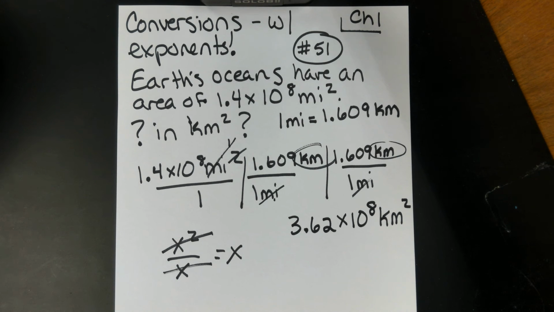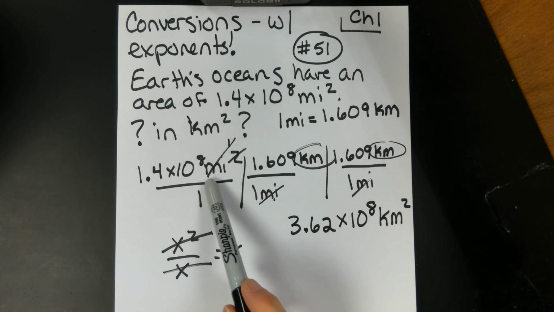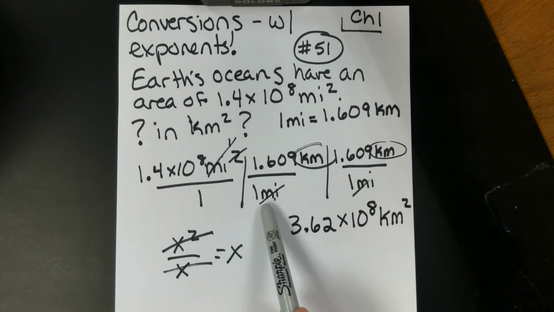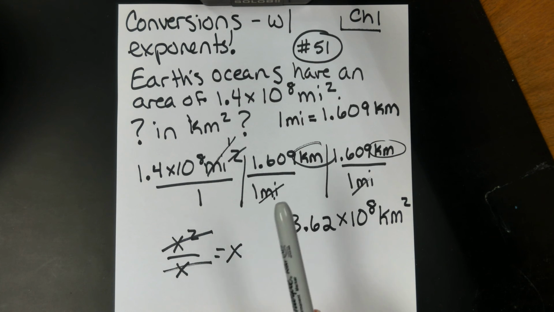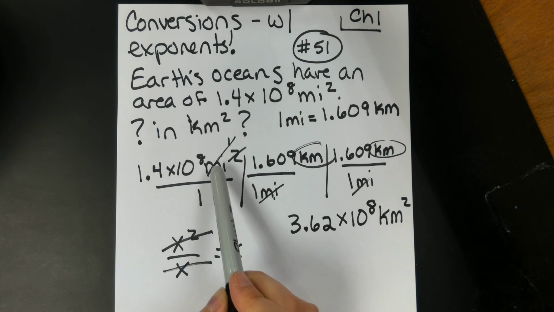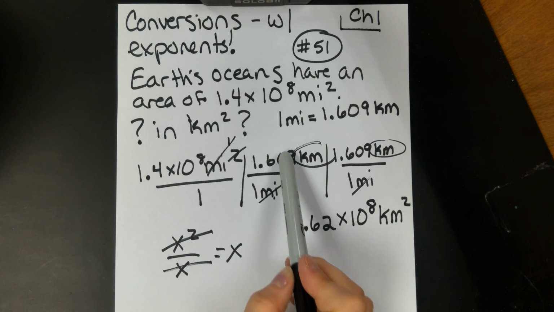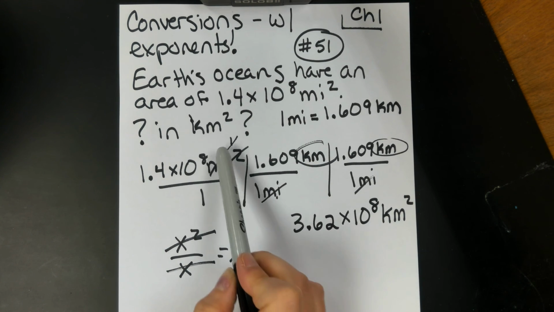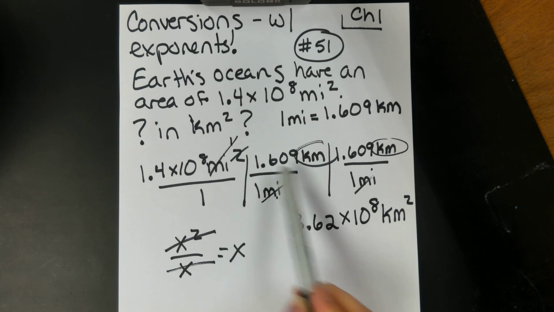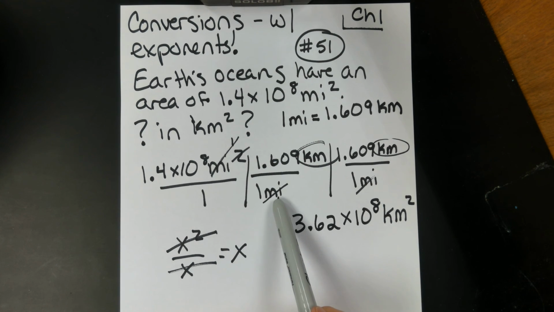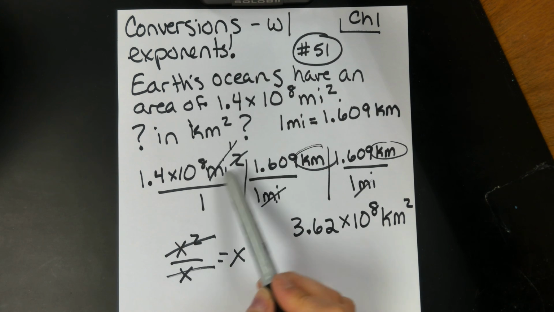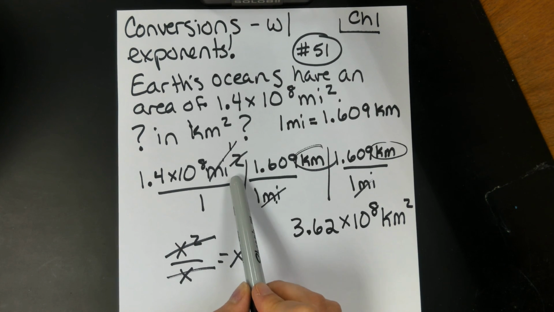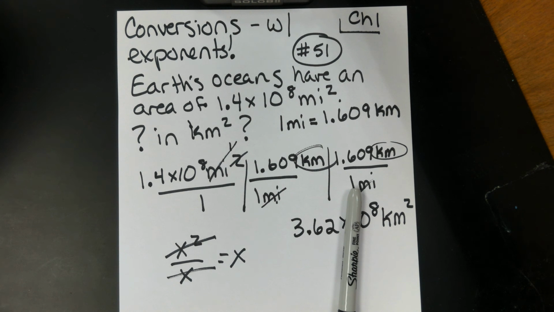And if this were a volume conversion, what would I have to do? You would have to do this conversion 3 times, right? So just beware of how many times you have to put the miles in the bottom to cancel out the top. So make sure that you follow along and see how many times you have to do it. We only had to do this conversion twice because we only had 2 miles to cancel out, because it was only miles squared. Hope this helped, guys.